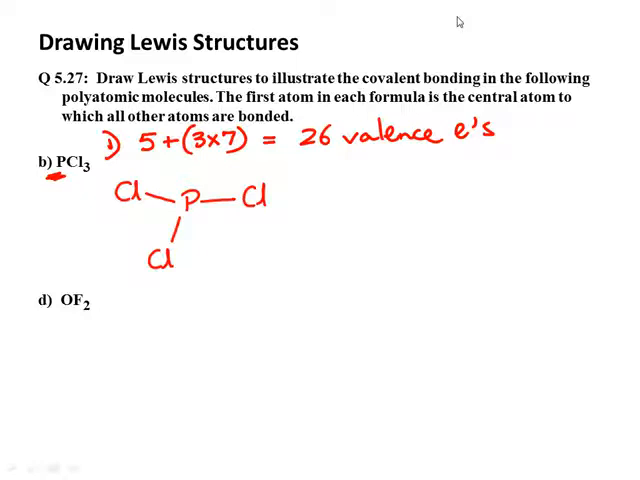In other words, by doing so, we have used up 6 electrons off the 26. So if I've used 6 electrons off the 26 valence electrons available, I'm left with 20. The next step in the procedure is to fill up the octets of the peripheral atoms with the remaining electrons. So I have 20 left.